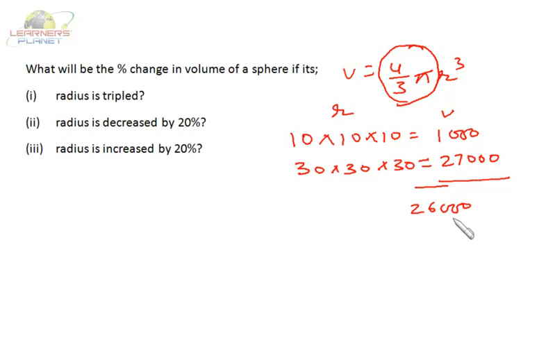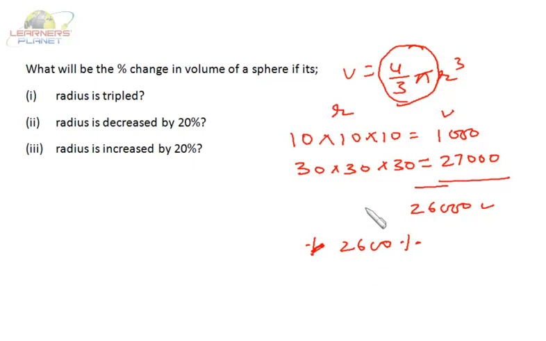It is the increment on 1000. That is 26,000 is increased on 1000. That means on 100 it will be 2600. Okay. So the percentage increase in this case is 2600%. Okay, I hope you are getting my point, since we are getting the difference from 1000 over here, but for percentage calculation we should see the difference from 100. So from 1000 the increment is 26,000, that means from 100 it will be 2600. Okay, so if the radius is tripled, the percentage change in volume is 2600%, and that will be increment.